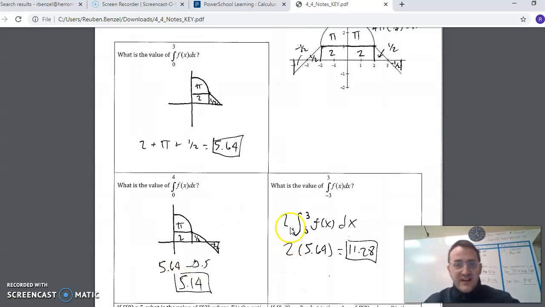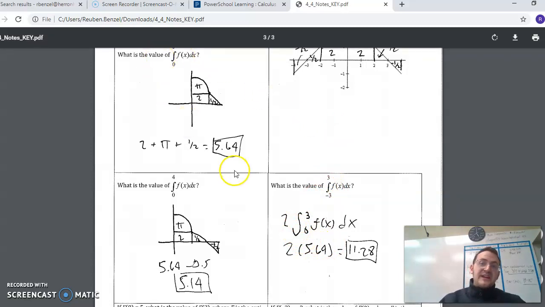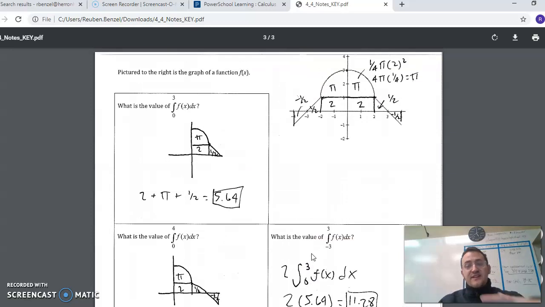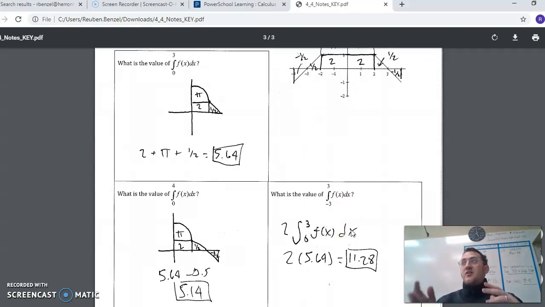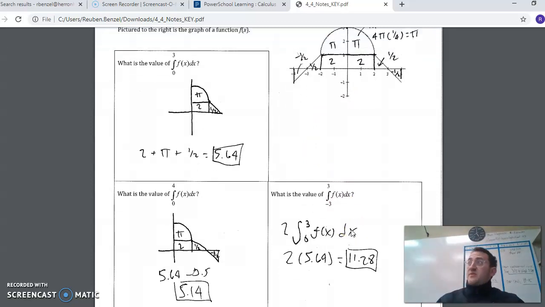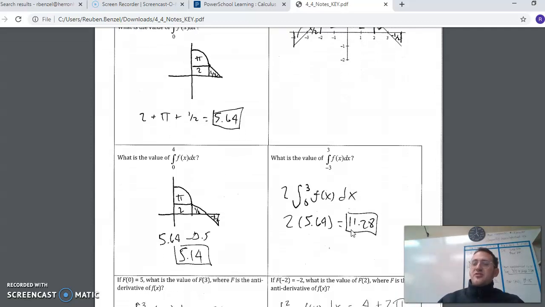And things are really nice when I'm doing the symmetrical negative 3 to 3. Well, I know already that 0 to 3 is 5.64. And this is symmetrical about the y-axis. So I'm just using symmetry and multiplying it by 2. So if there's symmetry, just multiply by 2, and you'll be able to get the answer pretty well.